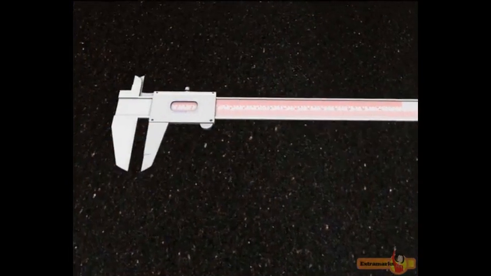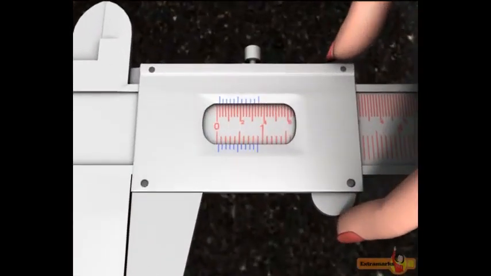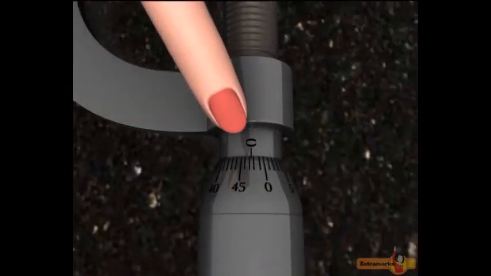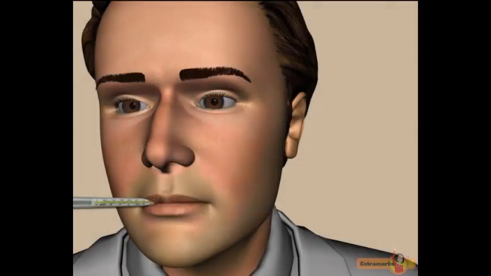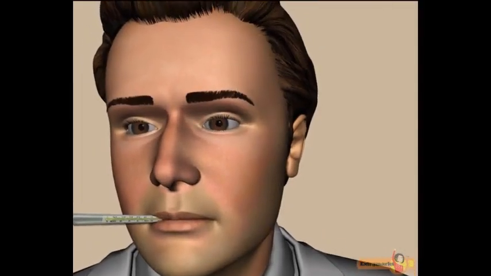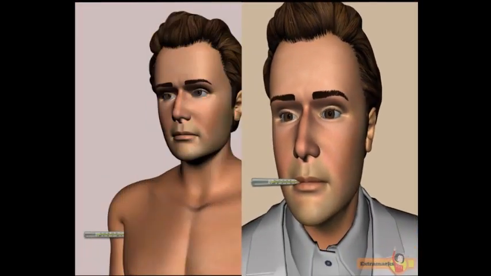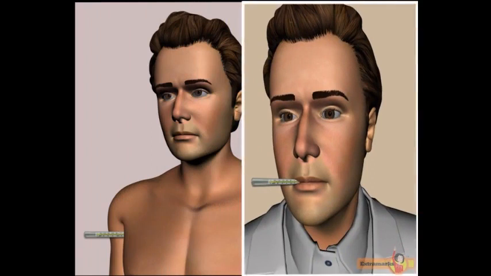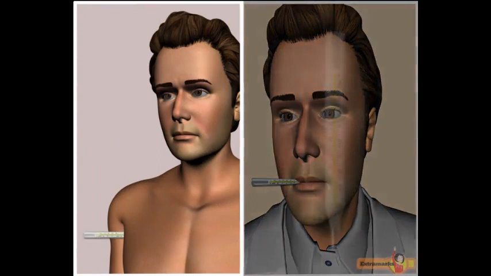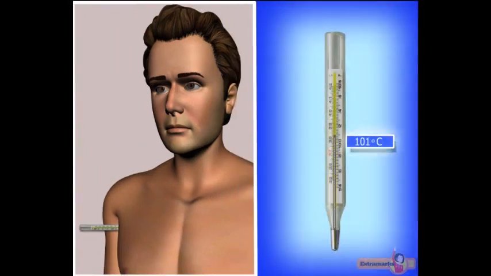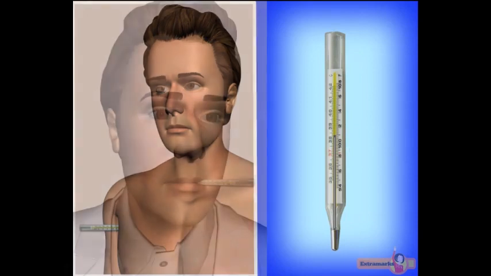Instrumental errors in vernier caliper and screw gauge arise when the zero mark of the vernier scale or screw gauge may not coincide with the zero mark of the main scale. This is known as the zero error of the instrument. Another cause of systematic errors is imperfection in procedure and experimental technique. For example, if a thermometer is placed under the armpit, it will show a lower temperature as compared to the actual body temperature.